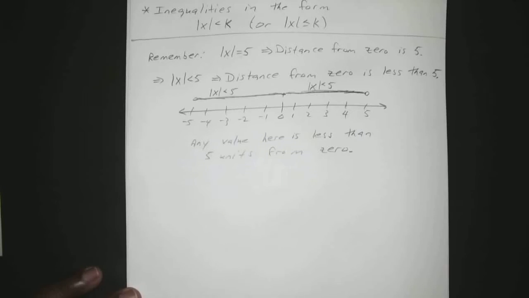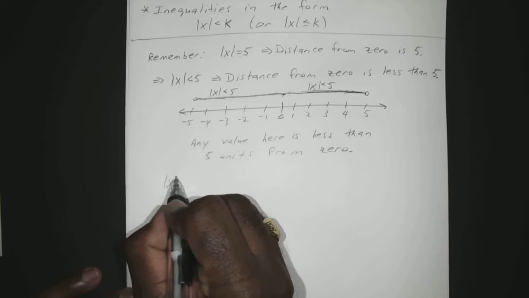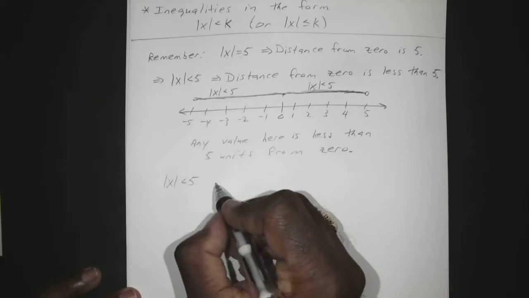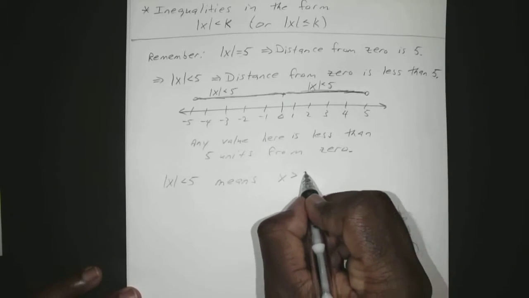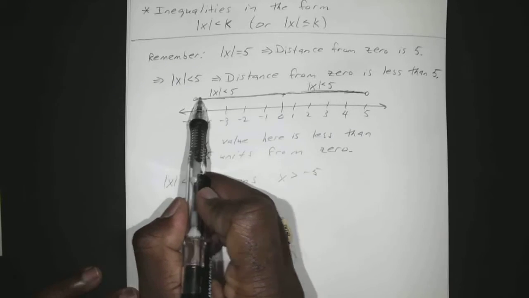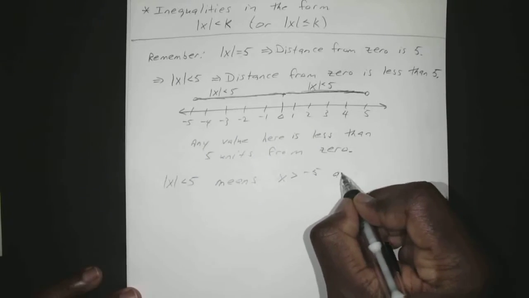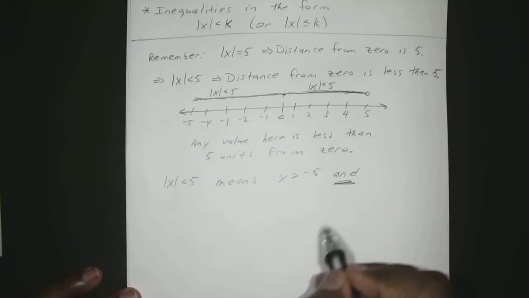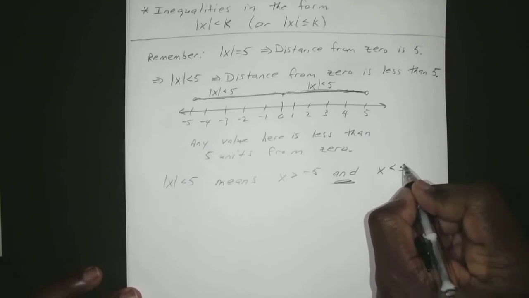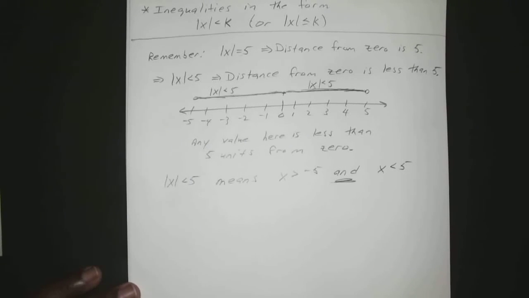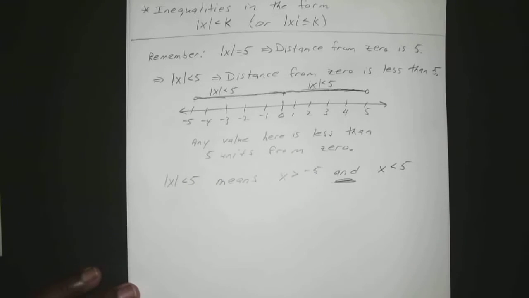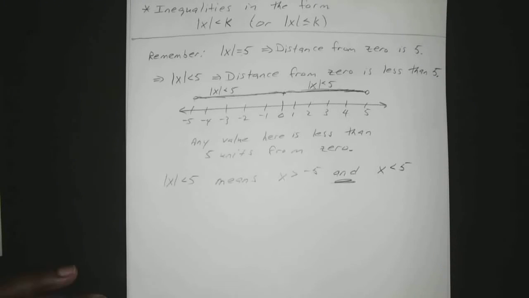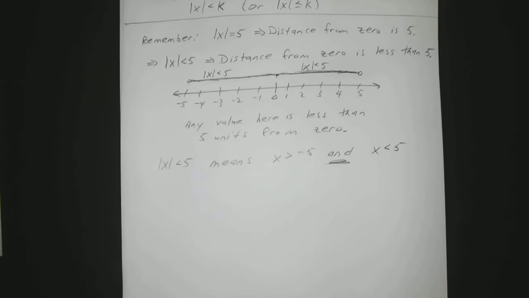Okay, so if we look just at this, the absolute value of x is less than 5 means that x is greater than -5, because it's -5 here and it's greater than that, and, that's the key part, x is less than +5. Because it's always going to be bigger than -5 and less than 5, so it has to be in between both. Okay, does that make sense?